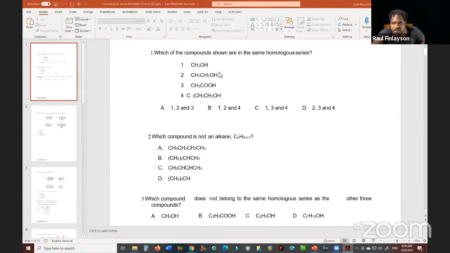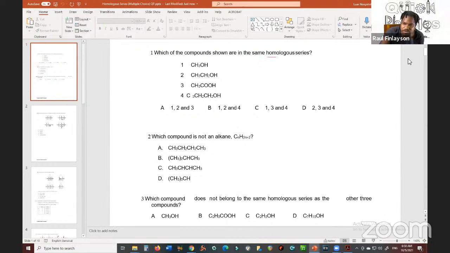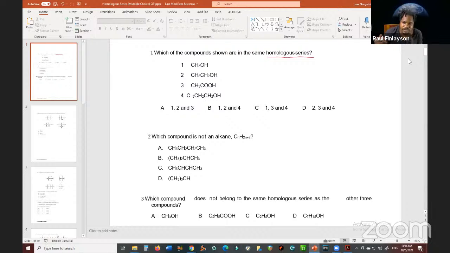All right. This question here, guys. Which of the compounds shown are in the same homologous series? It's resembling a past question that they asked before. This is testing your knowledge of the homologous series. All of these are questions they asked about homologous series. Now we have C3.